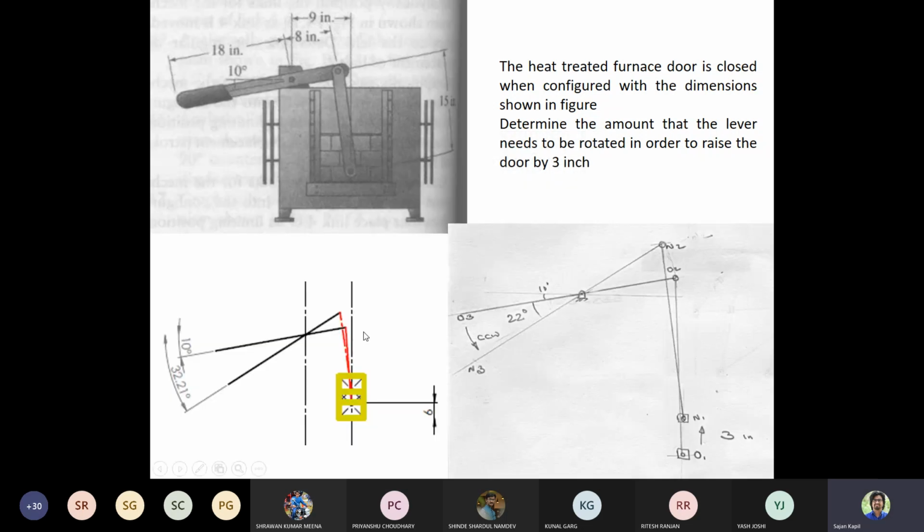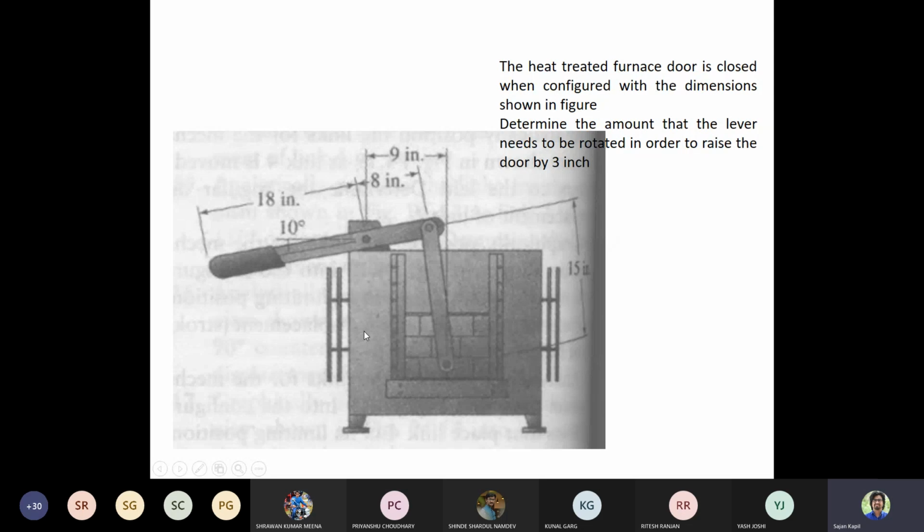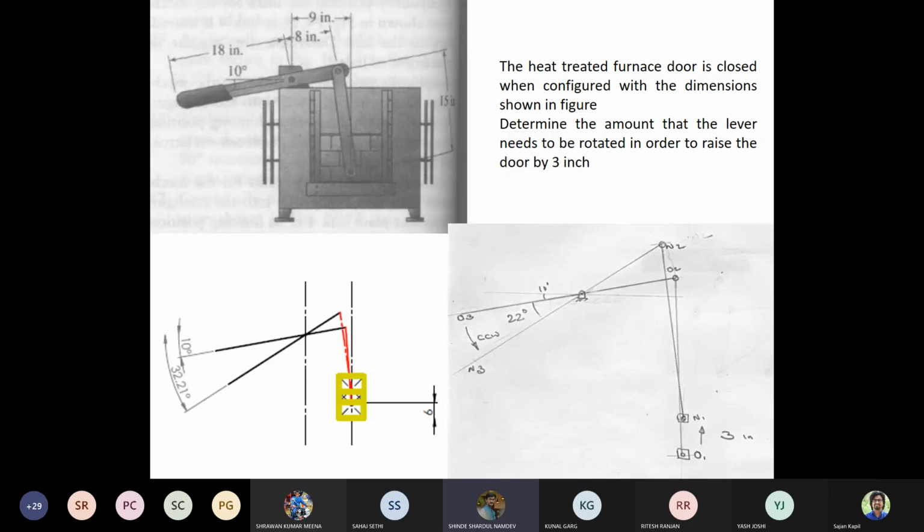Okay, then if it is not solved, is it solved? Sir, it is nearly coming 37 degrees. Okay, anyone else? Sir, is it 42.2 degrees? See this, 32.2 degrees. Correct. You can see that, right?